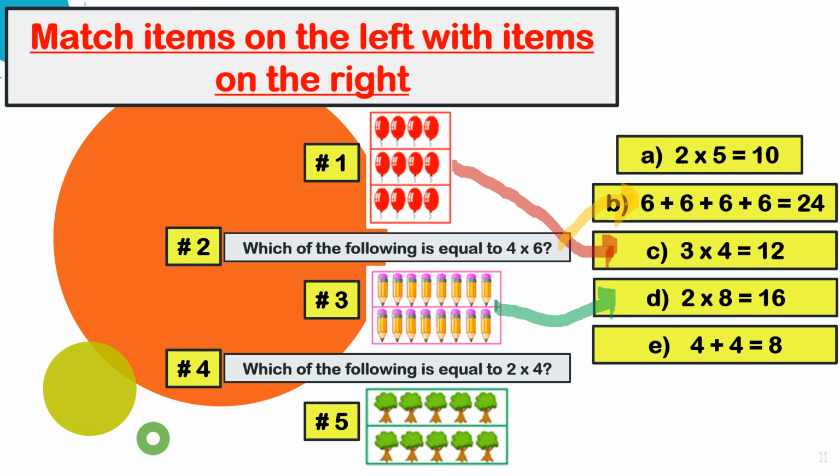And then number 4, which of the following is equal to 2 times 4? Okay, well, 2 times 4 is the same thing as saying 2 groups of 4, or 4 plus 4. So that would have been letter E. And lastly, you have number 5. Number 5 shows you 2 groups, and in each group there are 5 trees. So 2 groups of 5, or 2 times 5. So that goes with letter A.